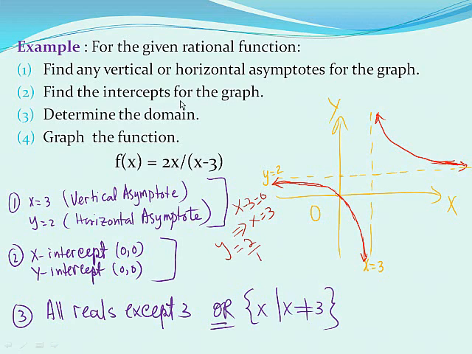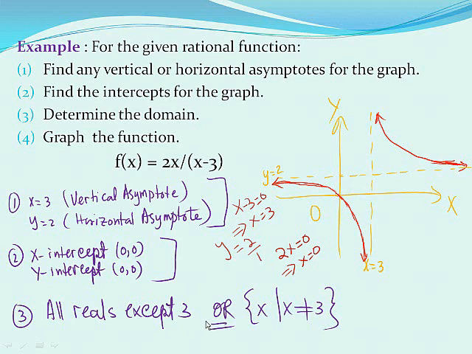To find the x-intercept, put 2x equal to 0, which gives x is equal to 0. So (0, 0) is the x-intercept. To find the y-intercept, substitute x equal to 0 in the function, which gives y is equal to 0. So (0, 0) is the y-intercept. The domain is all reals except 3. 3 is not in the domain because the function becomes undefined when x equal to 3.